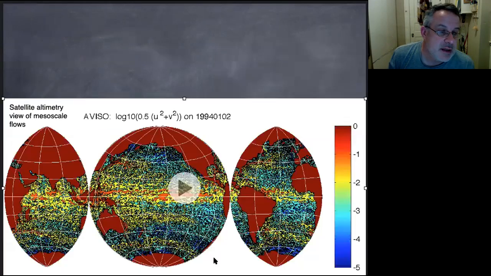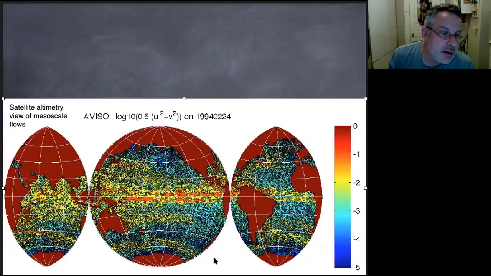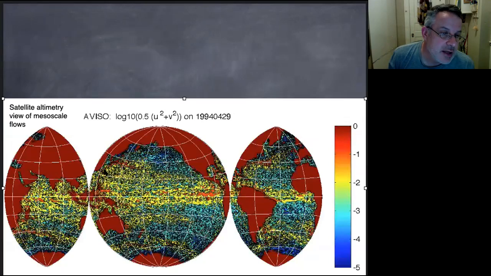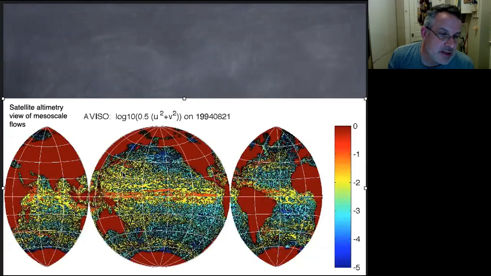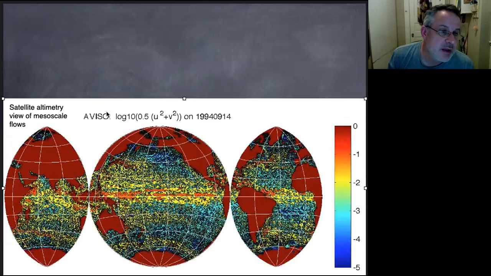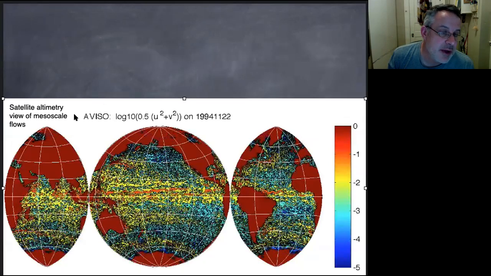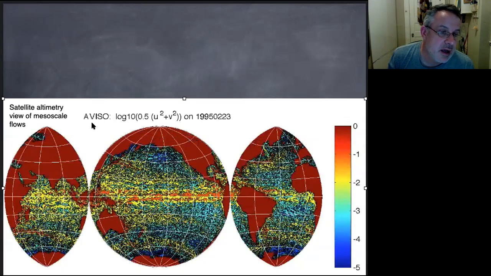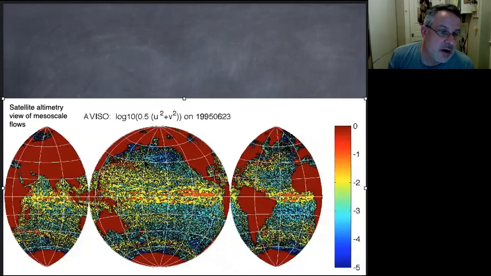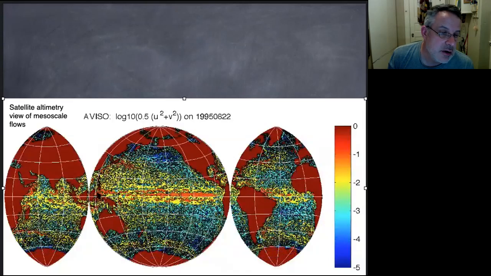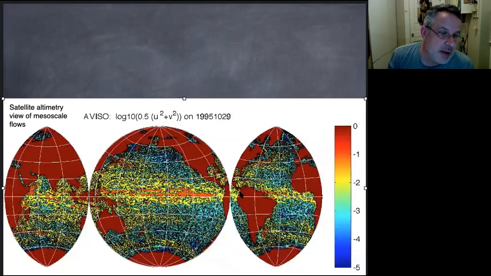What do these guys look like? Well, here's a movie. And you can see that there are lots of little features. Are these waves? Are these eddies? Well, that's exactly the point. This is a movie made from AVISO, which is a multi-satellite sea surface height measurement. I've converted it into kinetic energy and taken the log of it so that you can see all kinds of fascinating waves propagating back and forth.